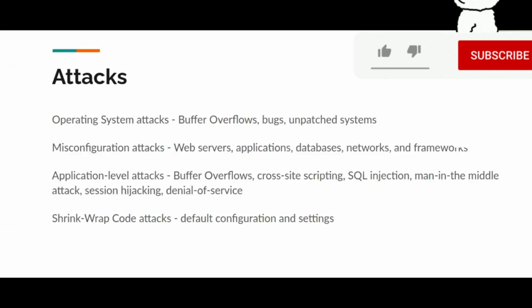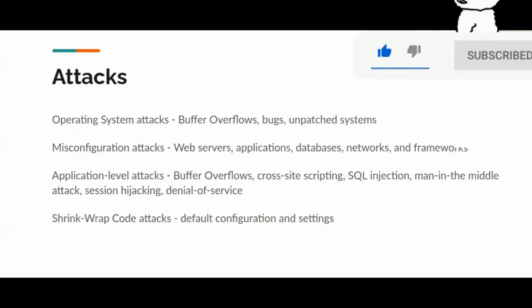Then configuration related attacks: you would see that there are web servers, applications, databases, networks and frameworks. Once they are developed and deployed, while implementing them, people make some kind of mistakes in configuring them, which results in an impact. Those kinds of attacks are called misconfiguration attacks.